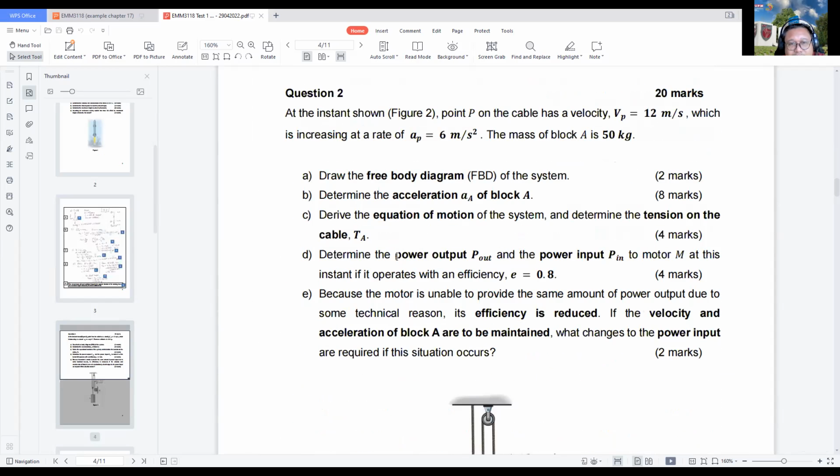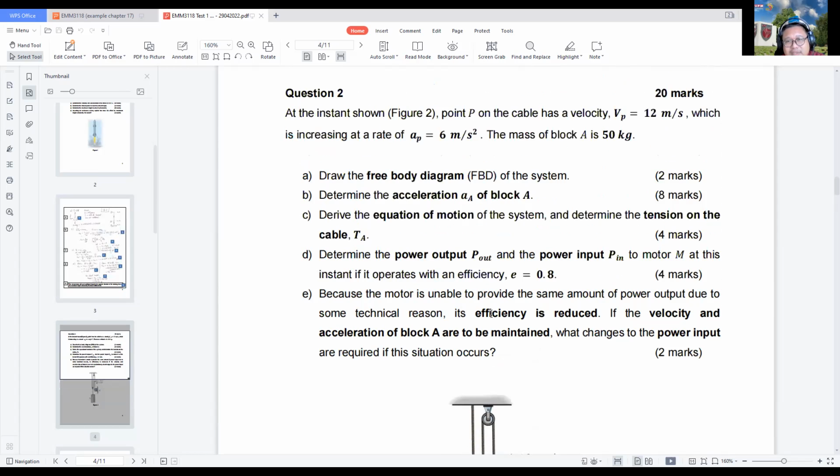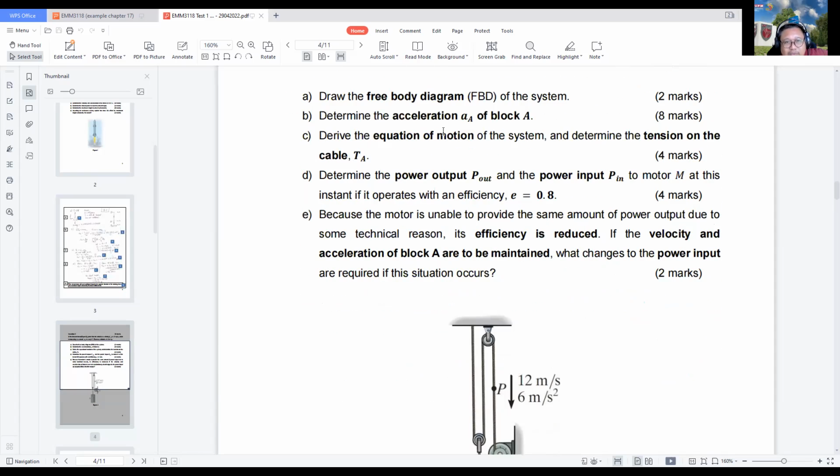For question number 2, I think we have discussed this the day before the test. Quite a similar problem. Point P on the cable has a velocity Vp of 12 meter per second, which is increasing at a rate of 6 meter per second square. The mass of block A is 50 kg. The first task is to draw the free body diagram, calculate the acceleration of block A, then derive an equation of motion and determine the tension on the cable.